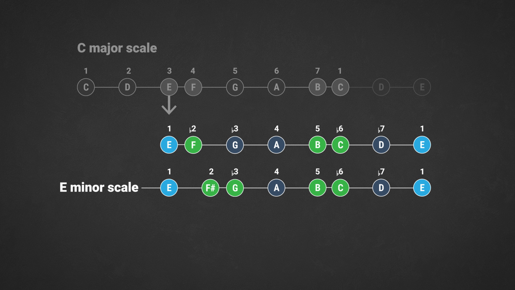And that is because the natural E minor scale has a major second degree, F sharp. And this new scale has a minor second degree, F. And that has a serious impact on the sound. Just listen to the difference.